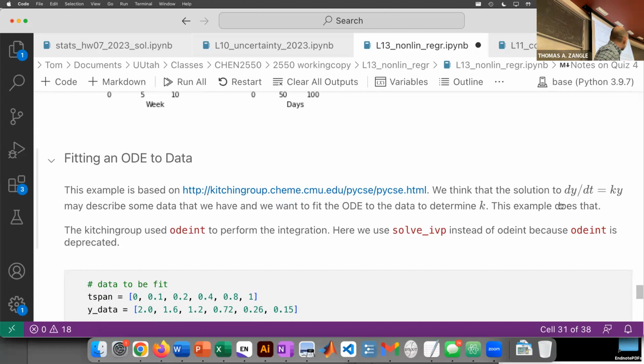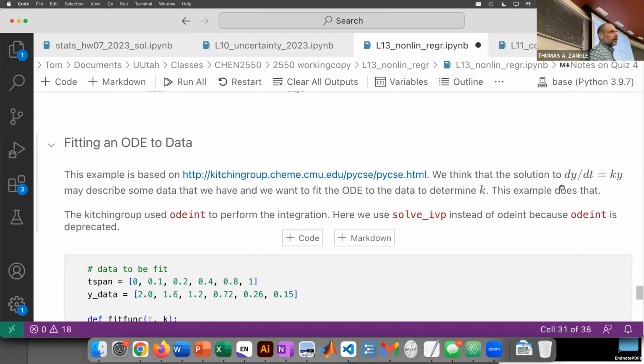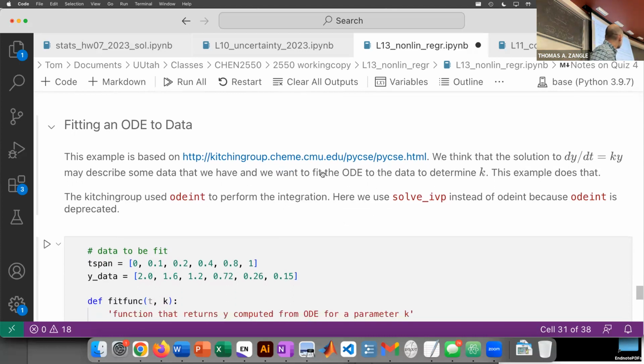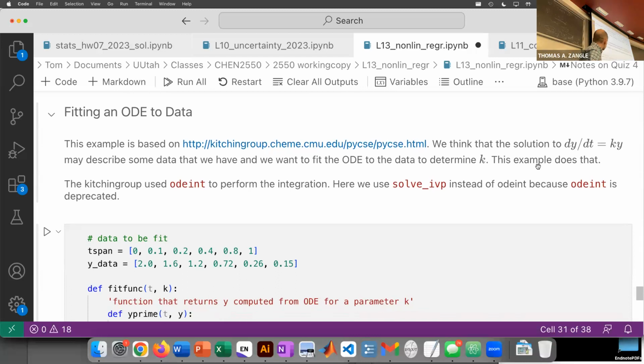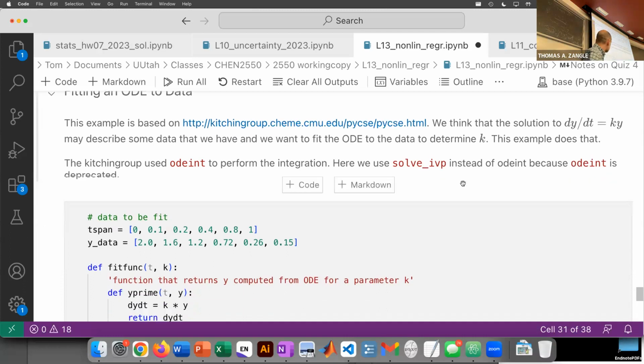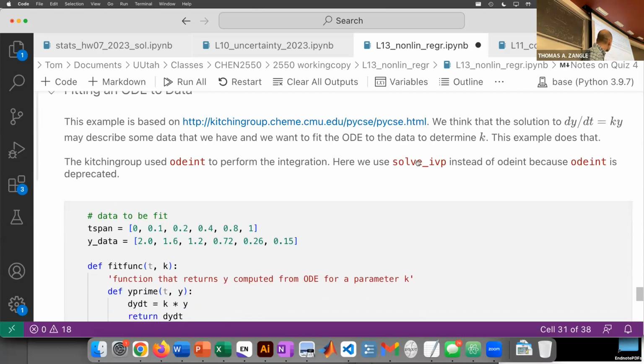So again, by example, we'll use something simpler here instead of the disease model. We'll say that we think the solution dy/dt equals ky describes some data that we have, and we want to fit an ODE to the data to determine k. Now this is a case where we could solve this directly, but it may not always be the case that we can solve the differential equation directly. Just a note is that we're using solve IVP because odeint, which is actually shown if you go to this website, is deprecated, meaning it's no longer supported within Python. So we're using solve IVP, which is what we've been using so far.